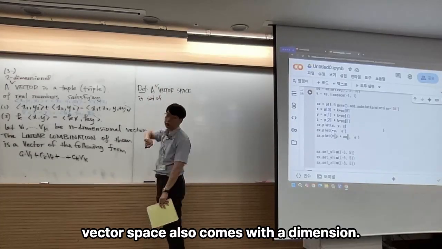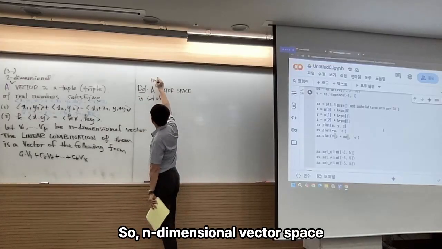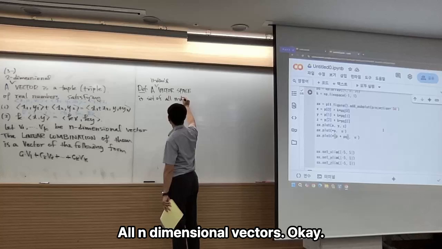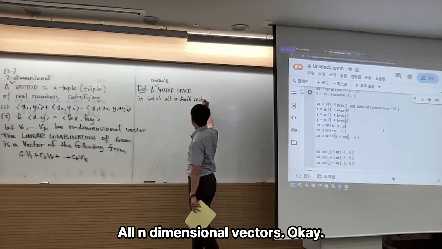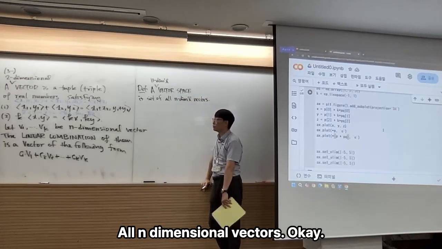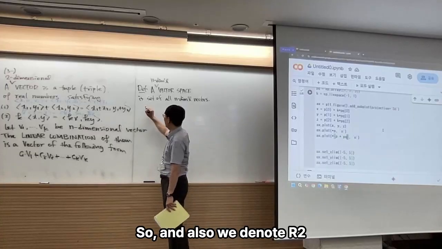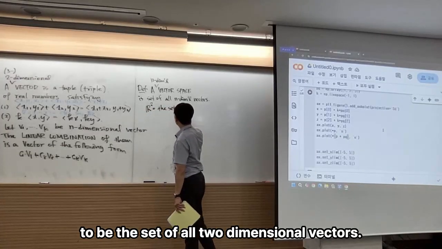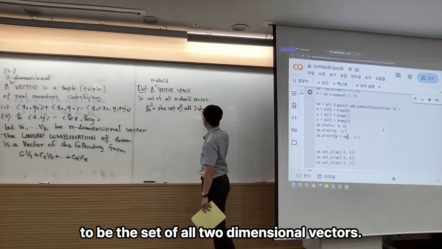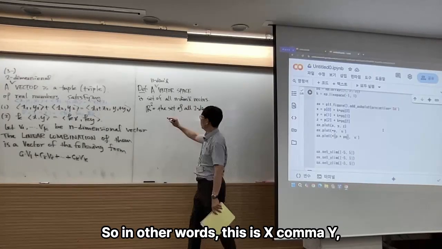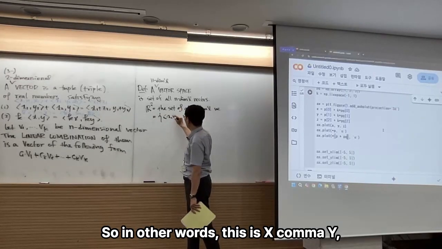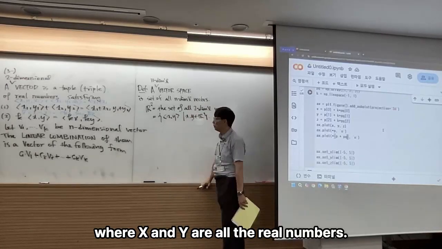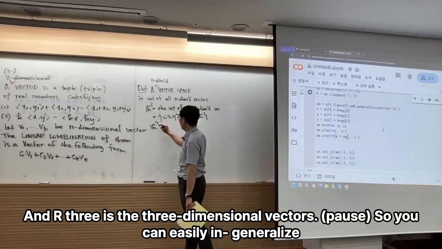So vector space also comes with the dimension. An n-dimensional vector space is a set of all n-dimensional vectors. We also denote R2 to be the set of all two-dimensional vectors, in other words, x comma y, where x and y are real numbers. And R3 is the three-dimensional vectors.